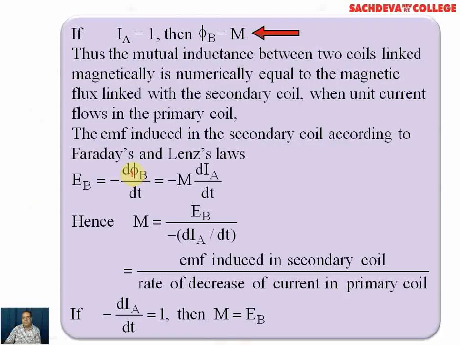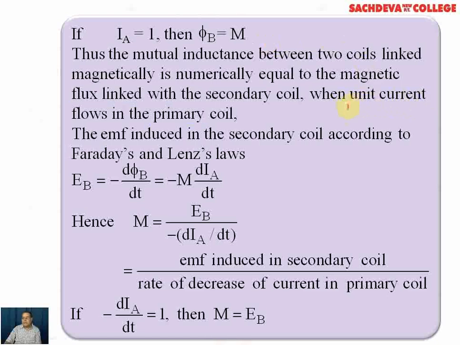Now, if the current in the primary coil is 1 ampere, then the flux in the second coil, that is B, will be M. So, the coefficient of mutual induction is basically the flux produced in the second coil. Thus, the mutual inductance between two magnetically linked coils is numerically equal to the magnetic flux linked with the secondary when unit current flows in the primary coil. Unit current means 1 ampere of current is flowing in the primary coil.